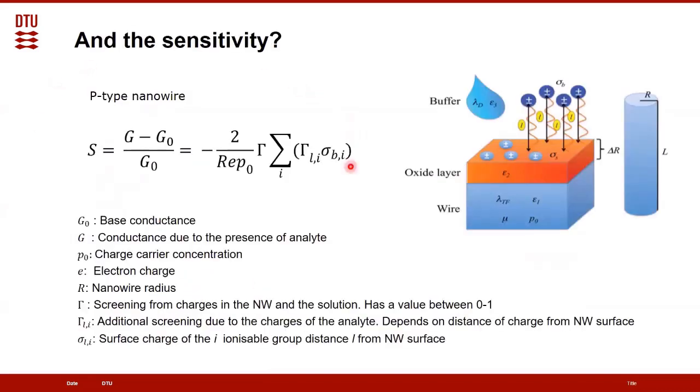Now, if you solve all the physics and all the differential equations, you end up with an expression like this for the sensitivity, which shows that the sensitivity depends on some physical parameters of the nanowire, the radius and the charge carrier density, and then on two terms. One term describes the intrinsic screening that the nanowire experiences just because it is inside an electrolyte and because it has a certain charge carrier density. And then another term, this sum, describes the additional screening that comes from the charges of the analyte. This depends on the distance of the charges from the nanowire surface.